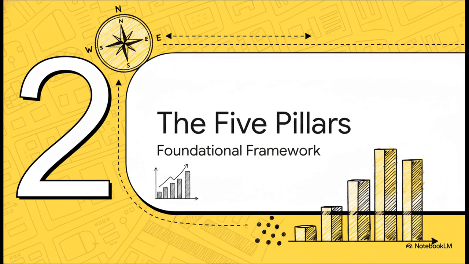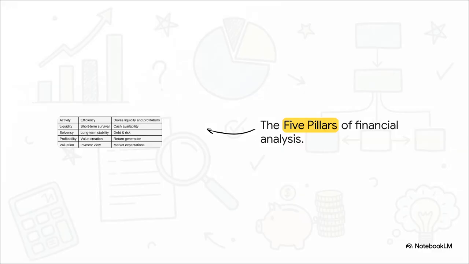This is our foundational framework. This right here is the absolute foundation of it all. It's a living, breathing ecosystem. Notice how they feed into each other. Activity is all about efficiency. How well are you using what you've got? That efficiency directly drives your liquidity, meaning your short-term survival and cash flow. Then, solvency steps in for long-haul stability and debt risk.